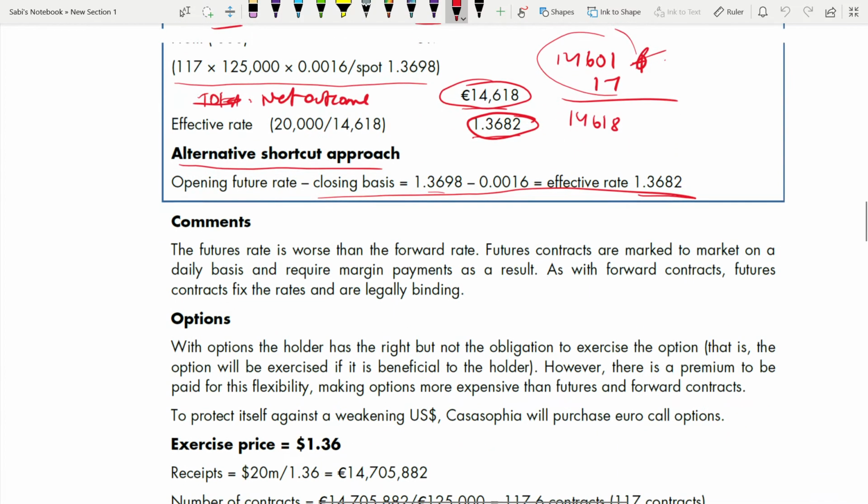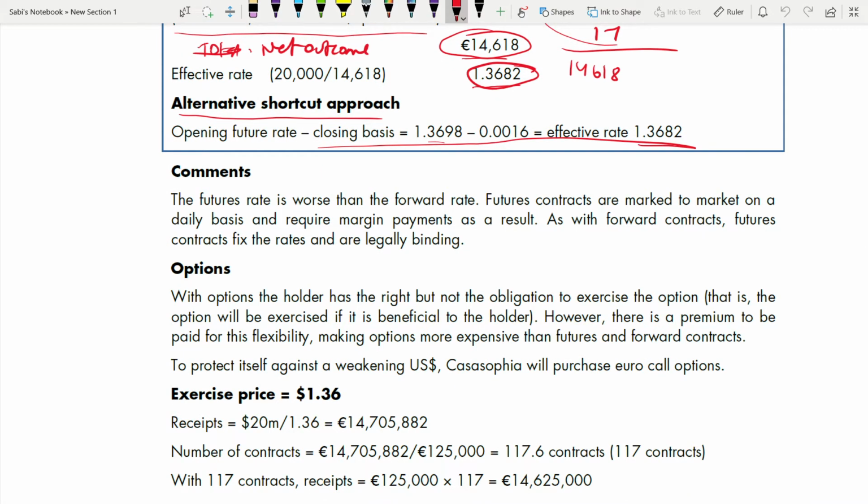Now let's go to options. With options, the holder has the right but not the obligation to exercise the option. That is, option will be exercised if it is beneficial to holder. However, there's a premium to be paid for this flexibility, making options more expensive than futures and forward to protect itself against a weakening US dollar. Okay. How to protect itself against weakening US dollar? Please check my other videos.